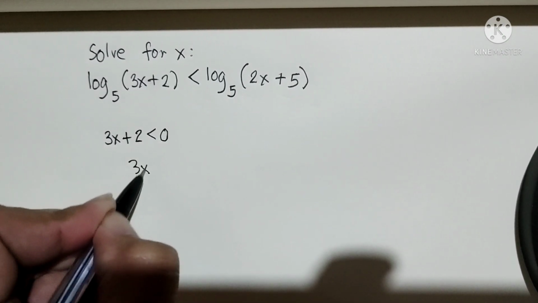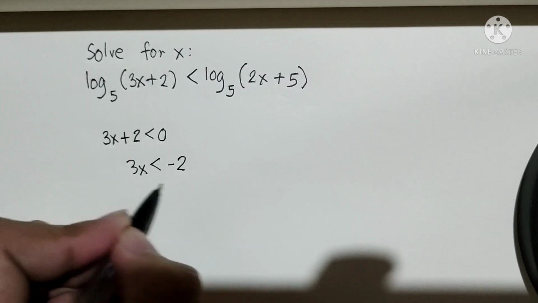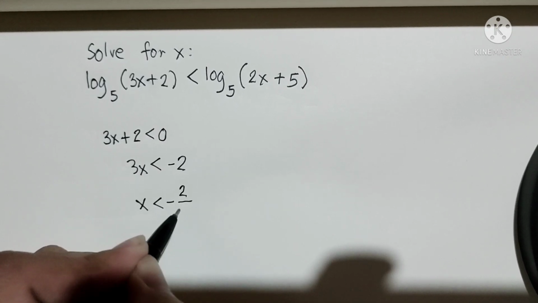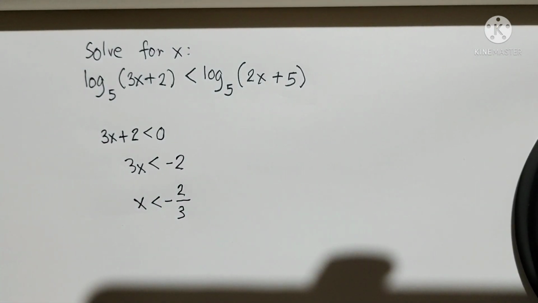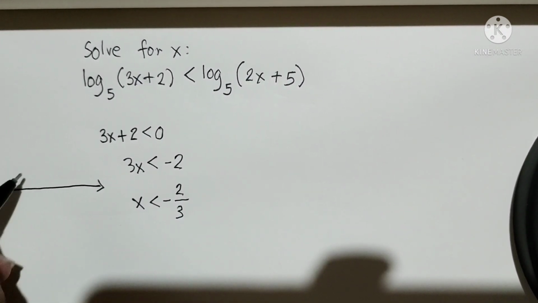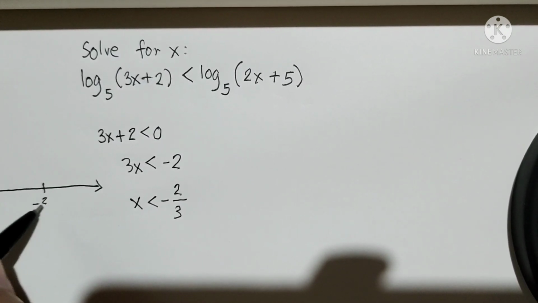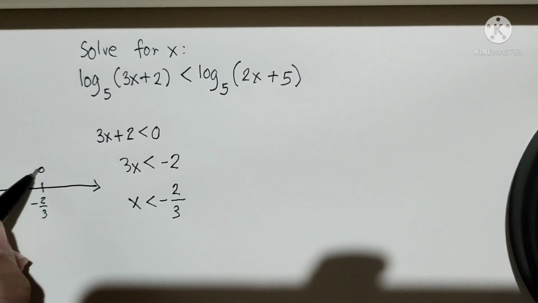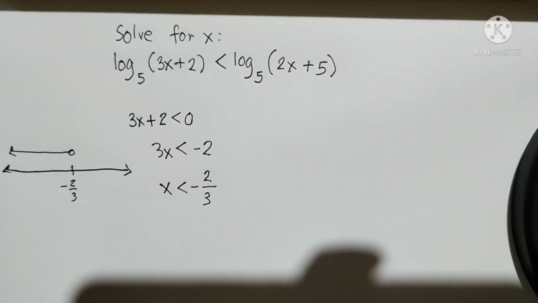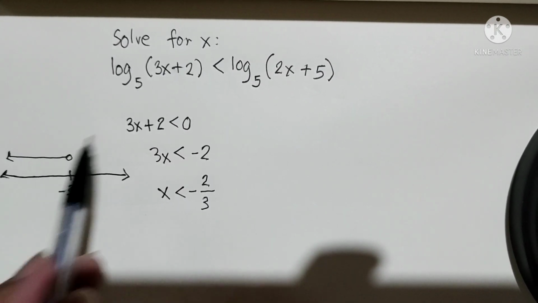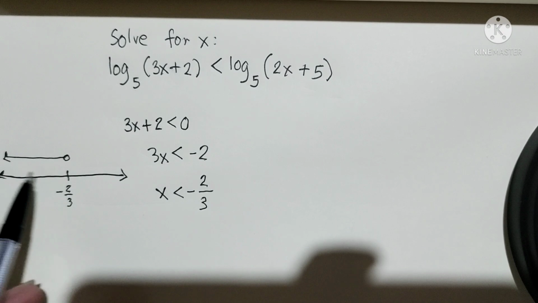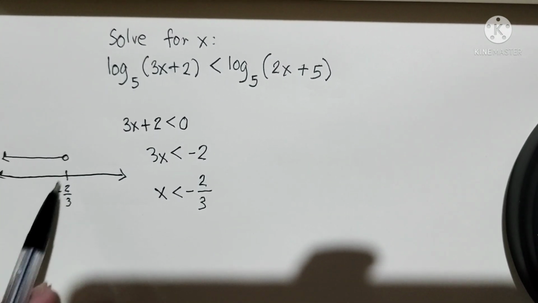So, doing that, we will obtain 3x is less than negative 2. Dividing both sides by 3, we get x is less than or equal to negative 2/3. So, pag dinraw natin yan sa number line, kung ito si negative 2/3, itong mga numbers na to, hindi pwedeng maging solution. So, hindi natin pwedeng maging solution yung mga numbers na negative 2 pababa dahil hindi na magkakaroon ng sense itong expression na to kung gagamit tayo ng mga numbers na nandito sa set na to.